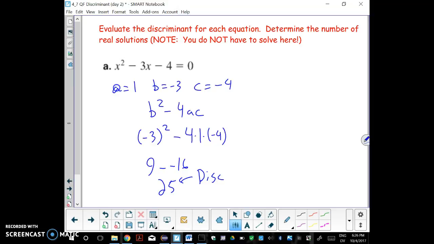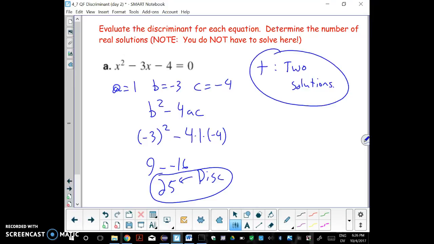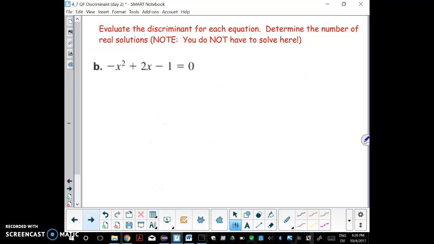And because it's positive, we have 2 solutions, right? And if you forget that, look back at the chart, but you should see on there that there's 2 solutions. Okay, and we don't actually have to find them again. It just says find the discriminant and say, hey, how many solutions? So here it's positive, 2 solutions, and our discriminant is 25. Okay, so this is on the back sheet for you. Give this one a shot.